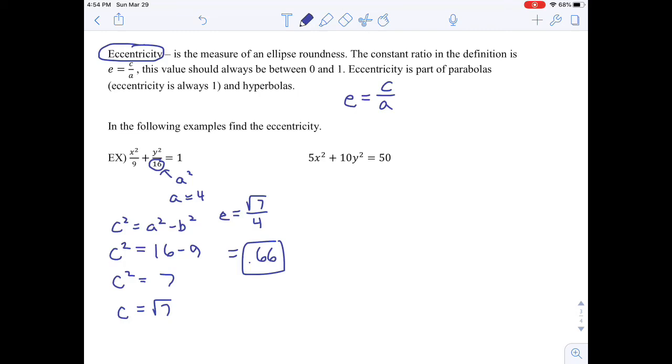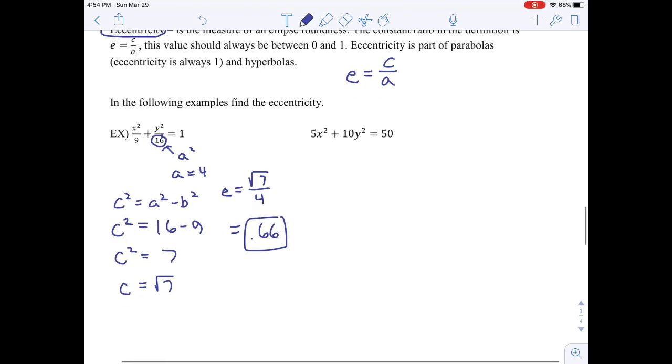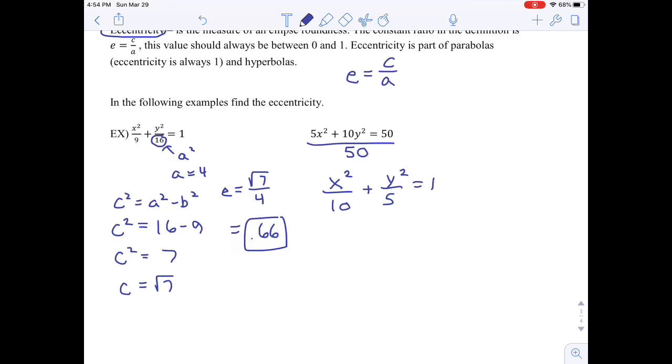And our last example over here, the first thing we need to do is get this in the right form. So we're going to divide through to make sure that it equals 1. We're going to divide everything by 50. So it gives x squared over 10 plus y squared over 5 equals 1. So in this case, here is our a squared. So a equals the square root of 10. And then c squared equals a squared minus b squared. So c equals the square root of 5.